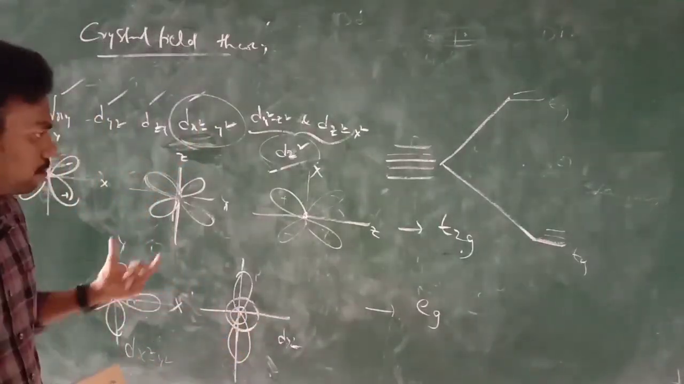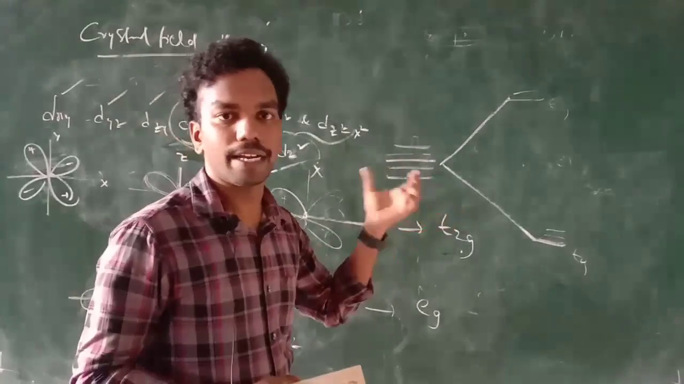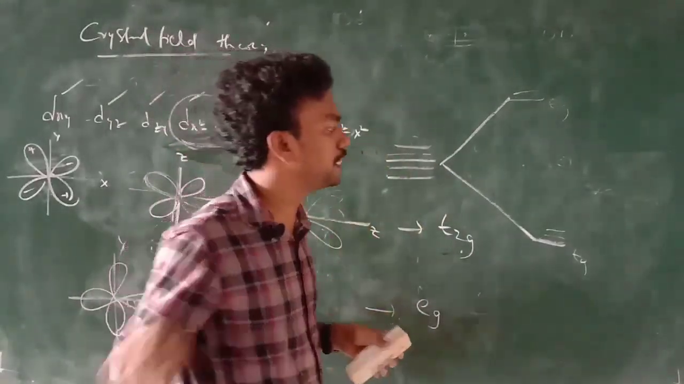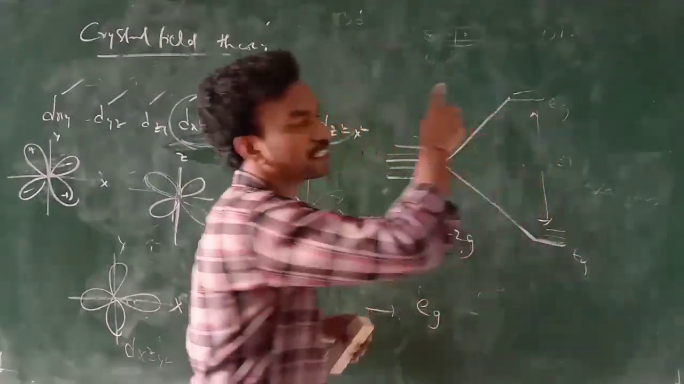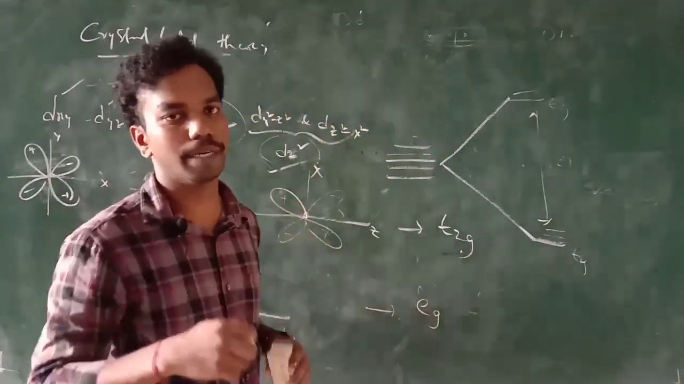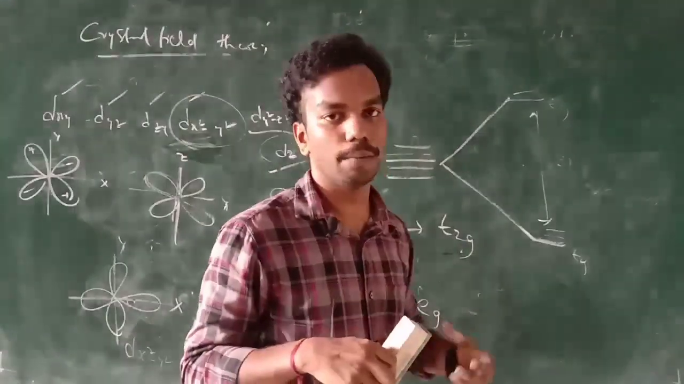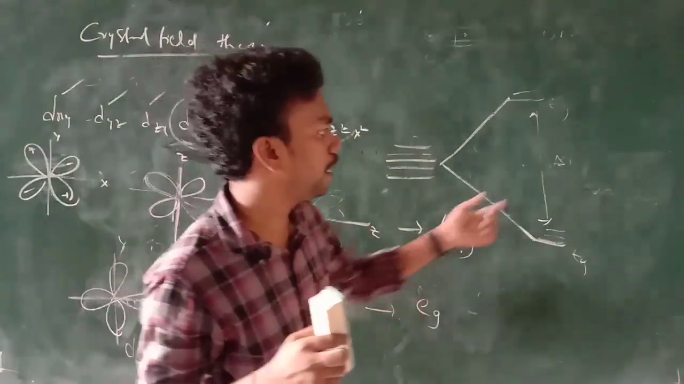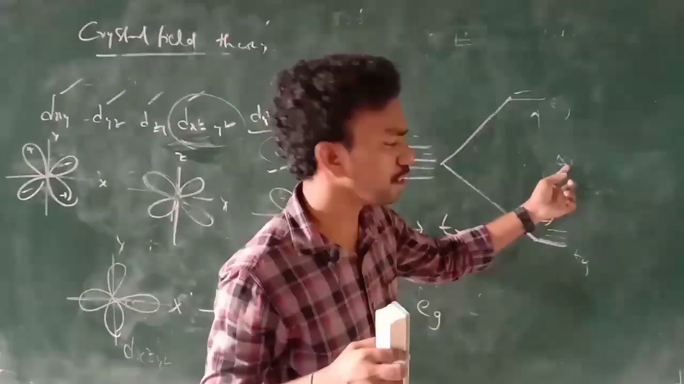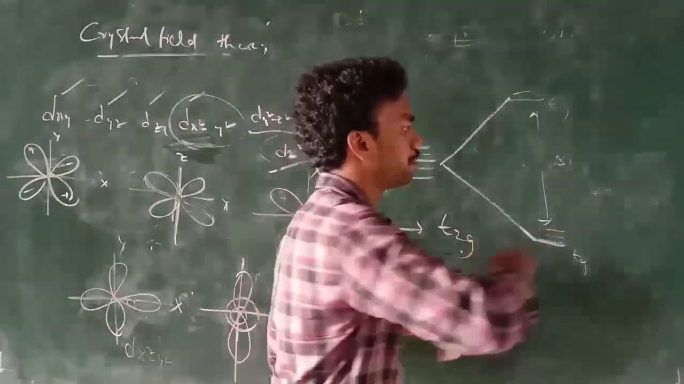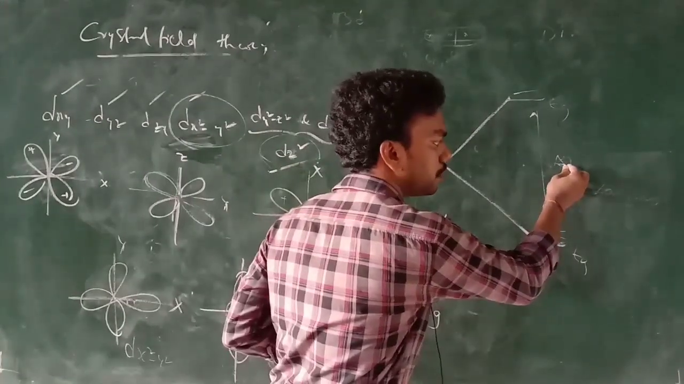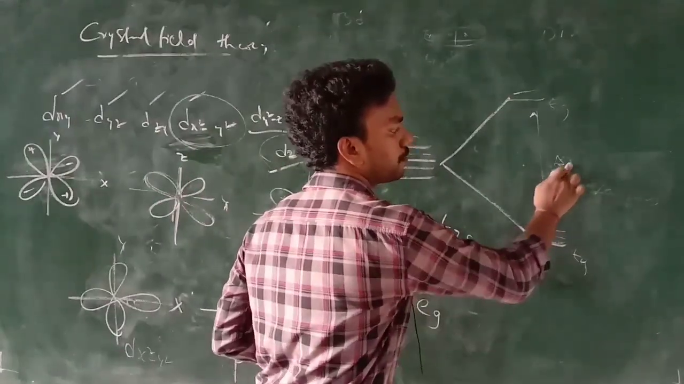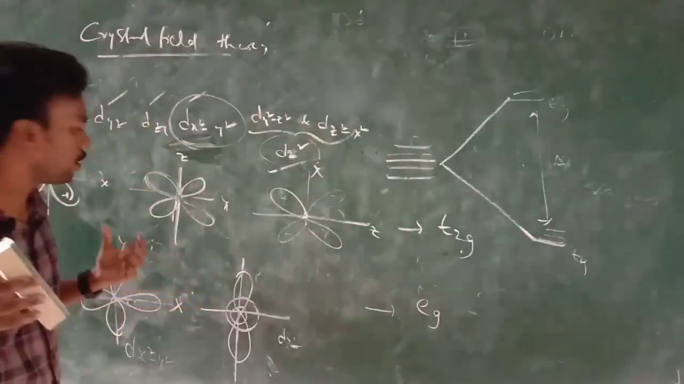So what is the fifth postulate? Under the influence of ligands, the five degenerate orbitals are split into two sets. The splitting is called crystal field splitting. The energy difference is called crystal field splitting energy, indicated by delta. In an octahedral complex, the subscript is O; in a tetrahedral complex, it is T. So that is the fifth postulate.